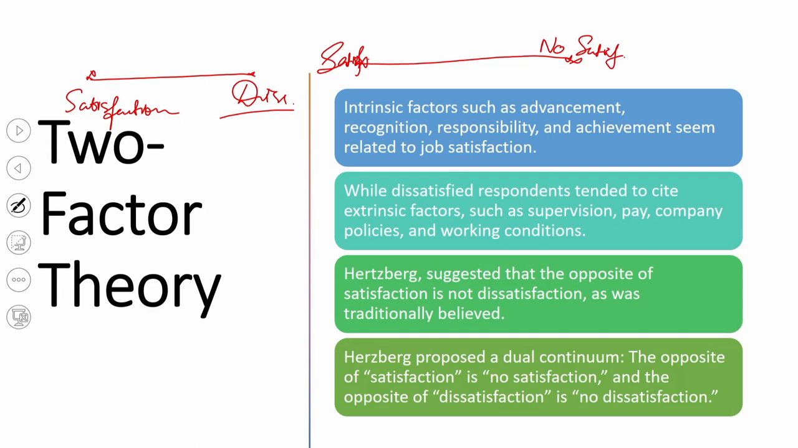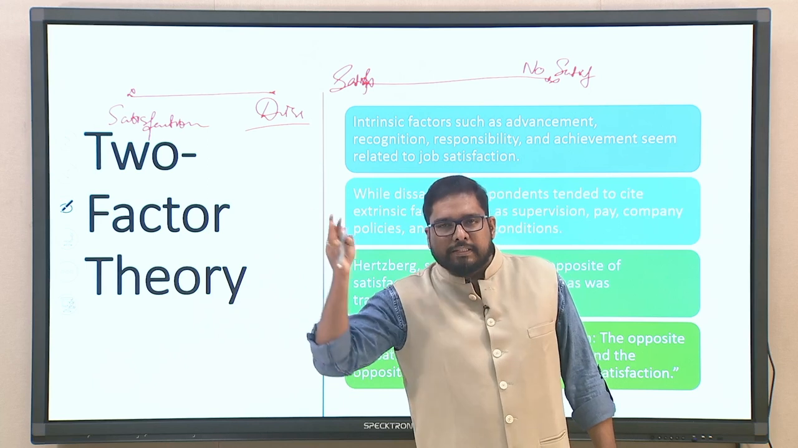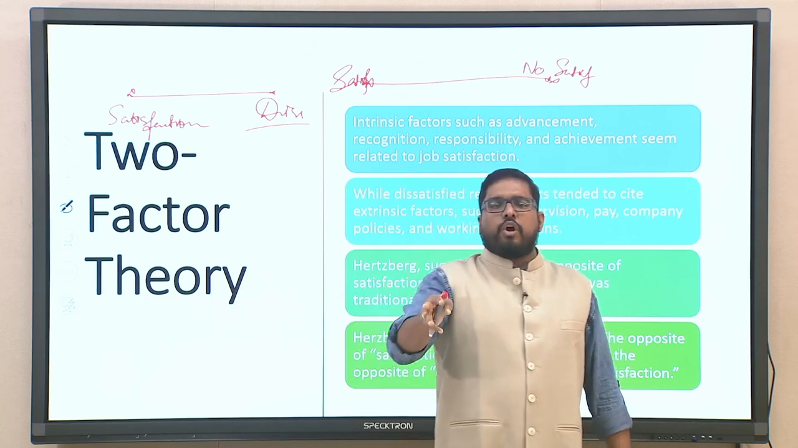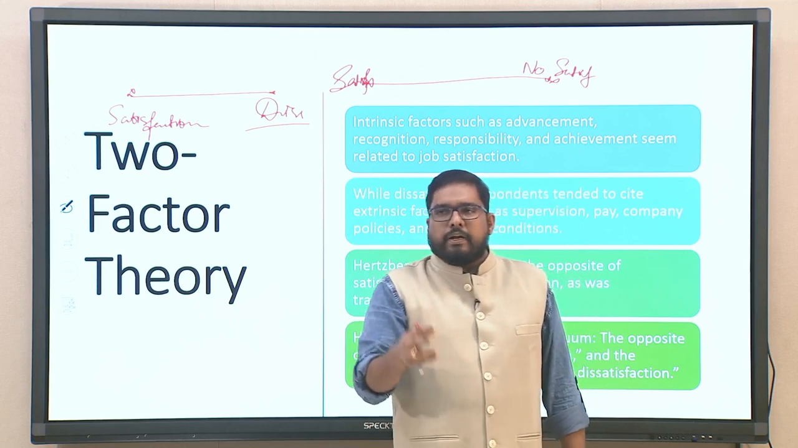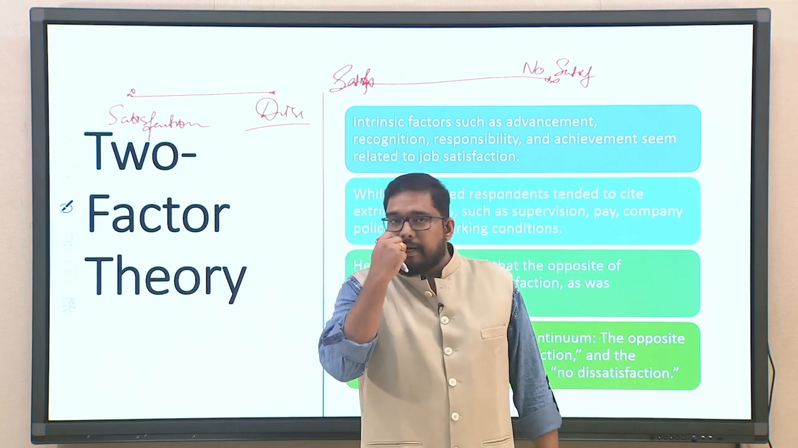You do not have satisfaction essentially means that there could be a situation where you are not satisfied. It does not translate itself to dissatisfied. Similarly, for dissatisfaction, the opposite is not satisfaction. If there is no dissatisfaction, it does not mean that there is satisfaction. So this complexity was solved by Herzberg. And if you think through this theory within your organizational setup, it will be clear.